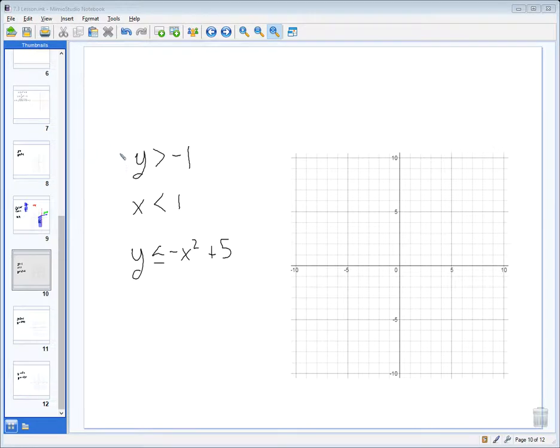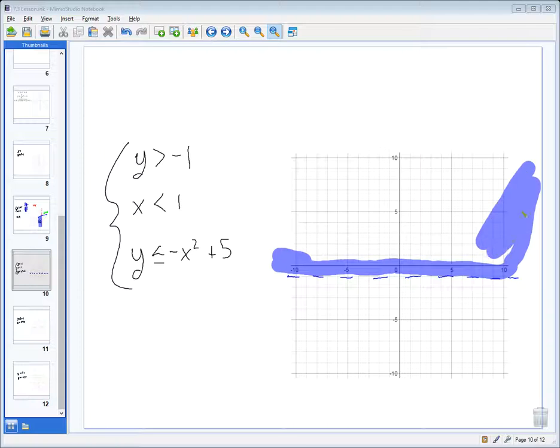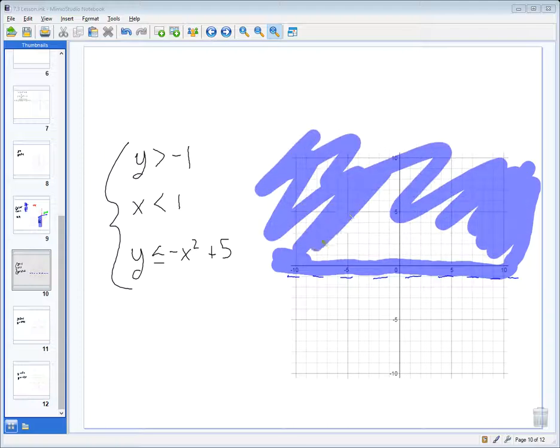All right, notice now our system, we have 3 equations. So the first equation, y is greater than -1, which means I would go to my spot on -1. It was a dotted line because it's not equal to. And it would be everything shaded above that. So I would have everything from -1 shaded above. All of this would be shaded in.